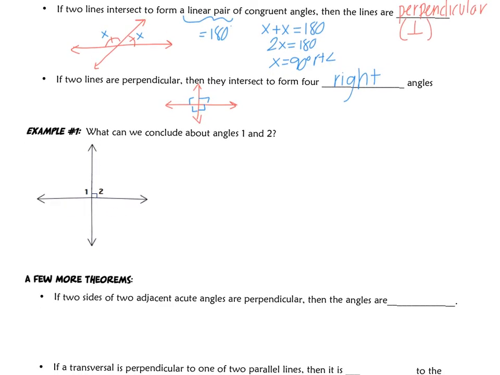Okay, so if we look at example 1, if I see that angle 2 is a right angle, what can you conclude about angles 1 and 2? Well, let me see here that this is a straight line. So angle 1 and 2 are going to be supplementary. They're a linear pair. So that means angle 1 also has to be 90 degrees because 90 plus 90 is 180. So what can I conclude? Angle 1 and angle 2 are right angles. Angle 1 is congruent to angle 2. And that's all because the two lines are perpendicular based off that little square.